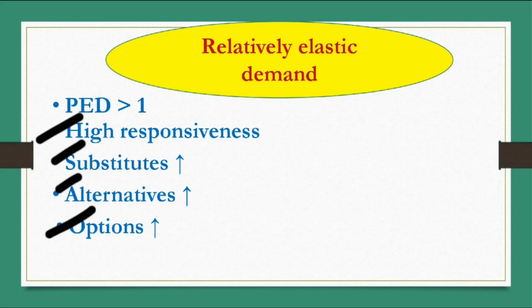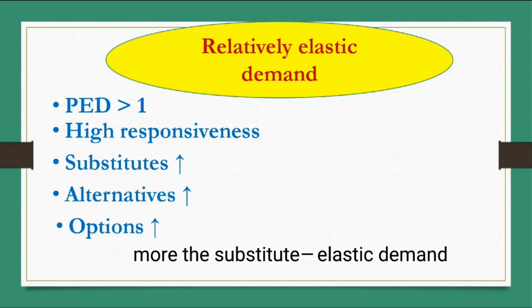If Coke increases its price by 10%, the quantity demanded will fall by 50%, as people will switch towards Pepsi, because Pepsi did not increase its price. So the more substitutes a product has, the more elastic the demand is.